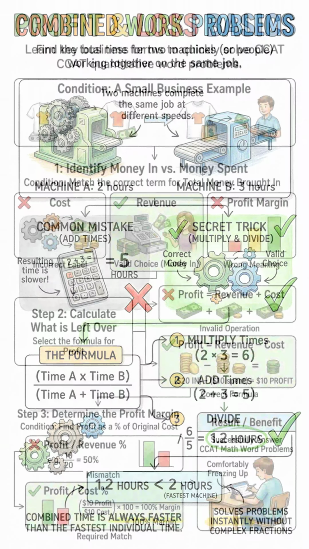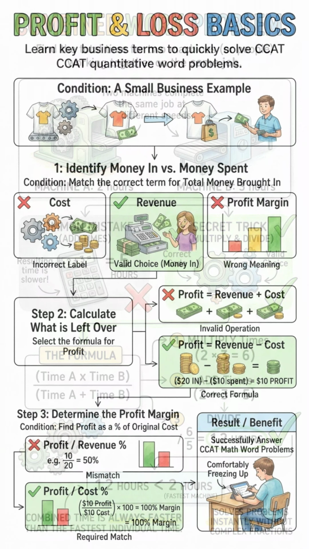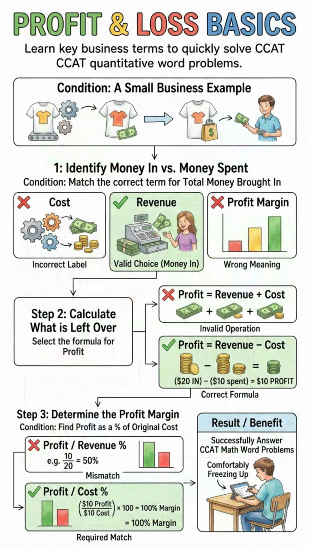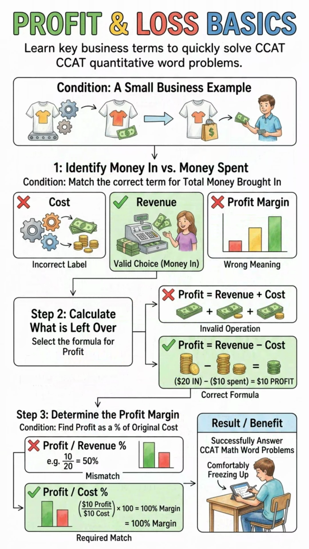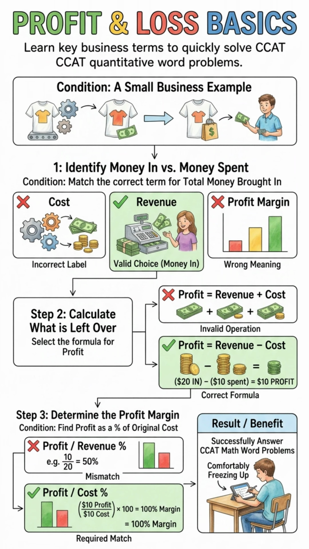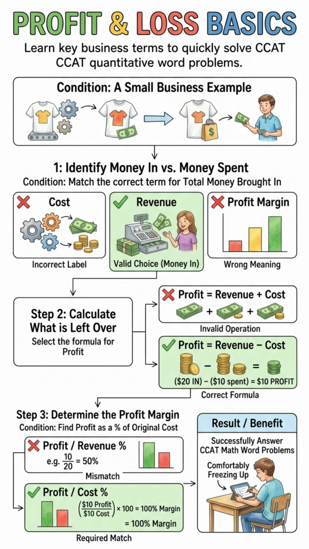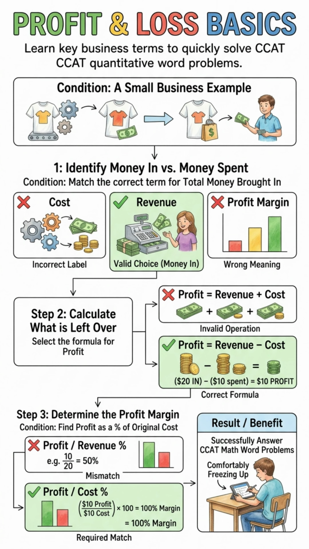Basic business terminology is also tested in the quantitative section, specifically involving profit and loss. You must understand that revenue is the total amount of money brought in, while cost is the money spent to produce the item. Profit is simply what is left over when you subtract the cost from the revenue. Many word problems will ask you to calculate the profit margin, which means they just want you to find what percentage the profit is compared to the original cost. Knowing these basic definitions prevents you from freezing up.